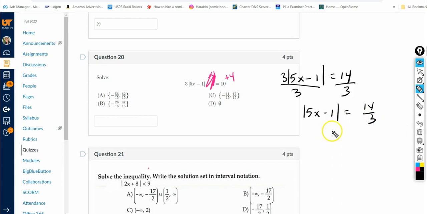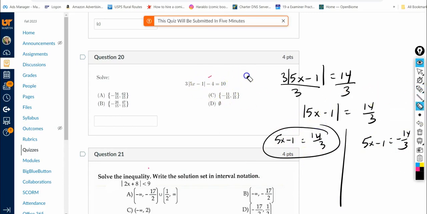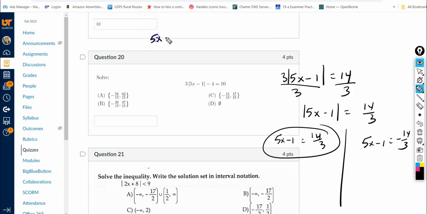Okay, now I'll have two cases. Okay, so add 1 to both sides. Let me do that up here. Okay, so I'm going to add 1 to both sides.